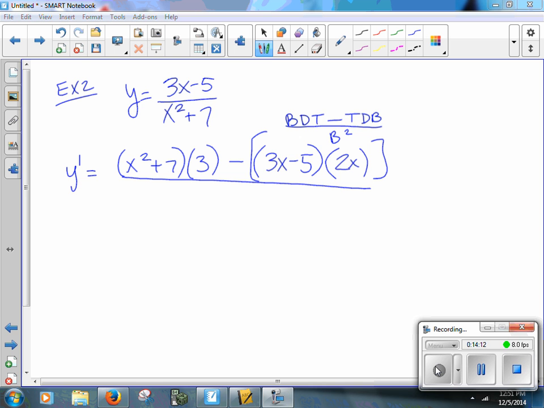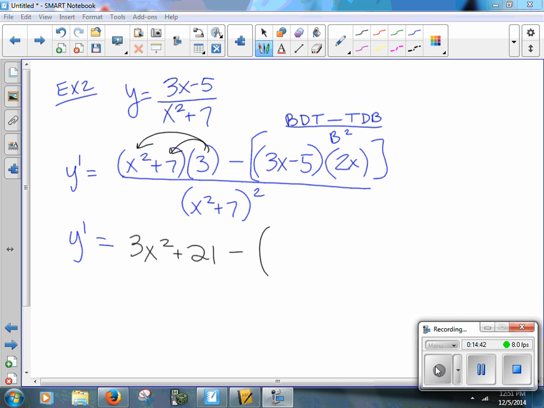What about the bottom? You just do x squared, that quantity squared, right? Okay, now, this is what may have bit you a little bit, because you are subtracting that quantity. So let's clean this thing up. Distribute, and I get 3x squared plus 21. You with me that far? Minus the quantity. This is the part that'll get you every time if you're not careful.